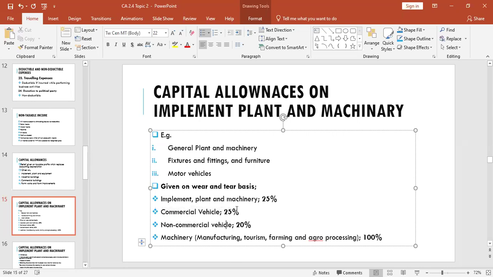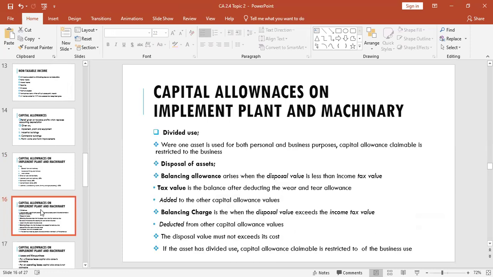But commercial vehicles are used for business errands, largely delivering. These are commercial vehicles, Makanta, Matata. Then machinery. So machinery that is used for manufacturing, tourism, farming, and agro processing is given capital allowance at 100%. The whole cost is given as capital allowance relief.